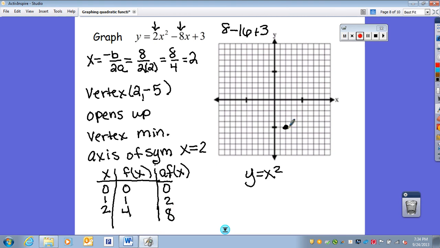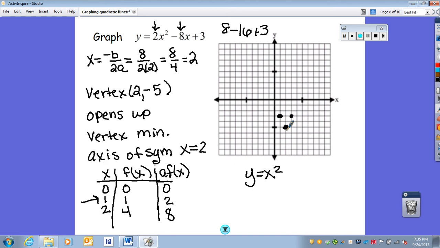So from my new location, my vertex now becomes my new origin. I am going to use those directions to find my new points. This is at my 0, 0, and then I'm going to use this part, which means go to the right 1 and up 2. I can reflect that point to the other side of my parabola.